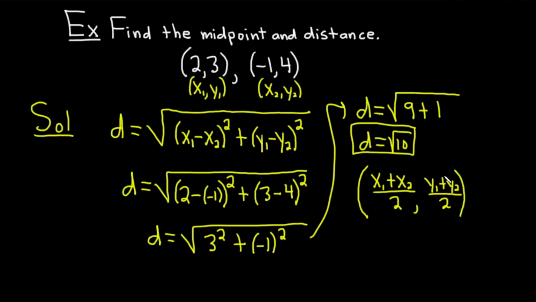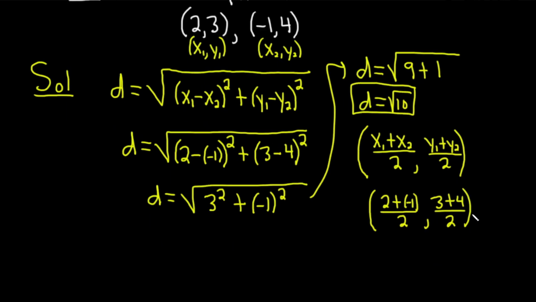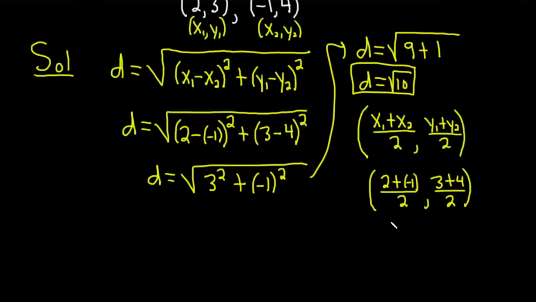All right, so x1 is 2. So this is parentheses 2 plus, and then x2 is -1. And all of that is being divided by 2. And then y1 is 3, and y2 is 4. And all of that is being divided by 2. So we have 2 plus -1, which is 1, so that's 1 over 2. Comma, and then 3 plus 4 is 7, so we have 7 over 2. And that would be the midpoint between these 2 points.